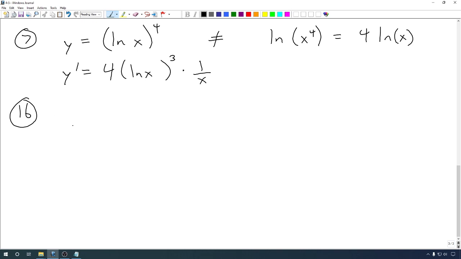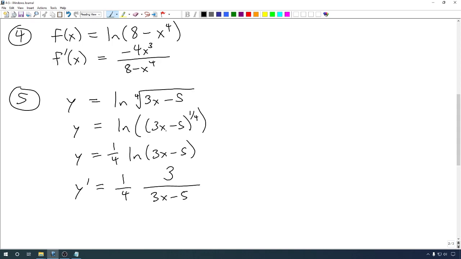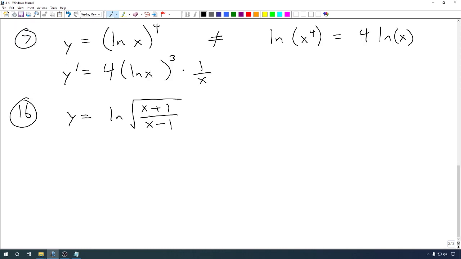Next up is problem 16. We have y equals a natural logarithm. Inside that natural logarithm, though, we have the square root of x plus 1 over x minus 1. Again, similar to what we had back here, we can actually simplify our function first in order to make this a lot easier on ourselves.